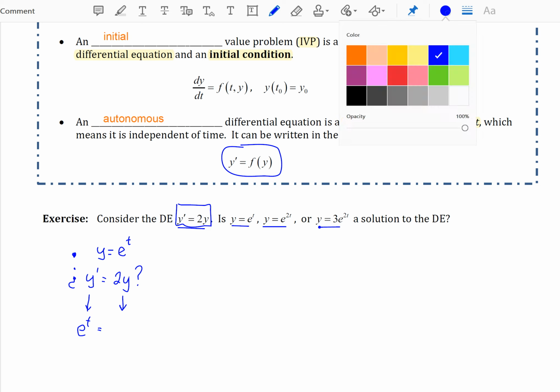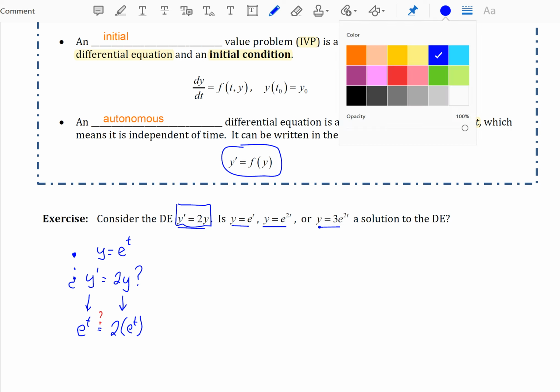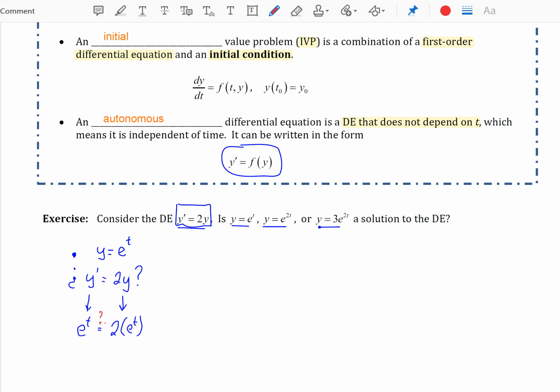Is this equal to 2 times the original function? So is this equal to 2 times e to the t? And clearly we can see that these are not equal. So we can say that y equals e to the t is not a solution.